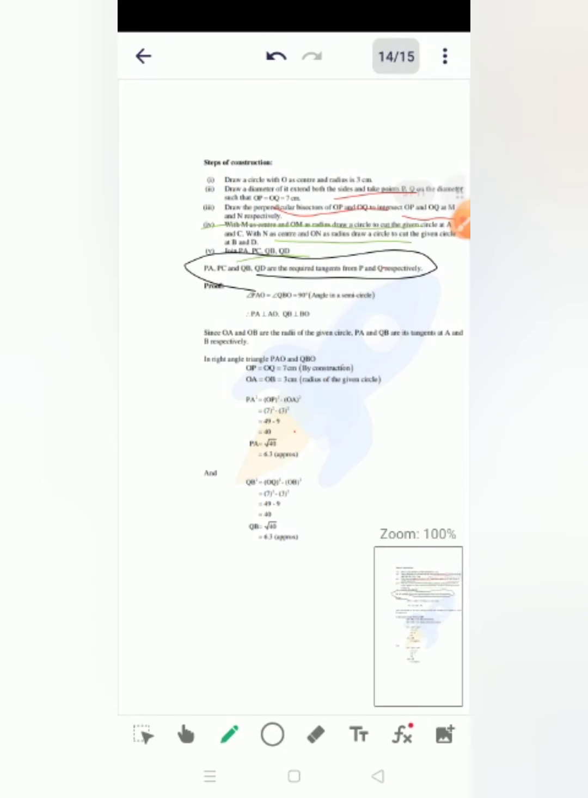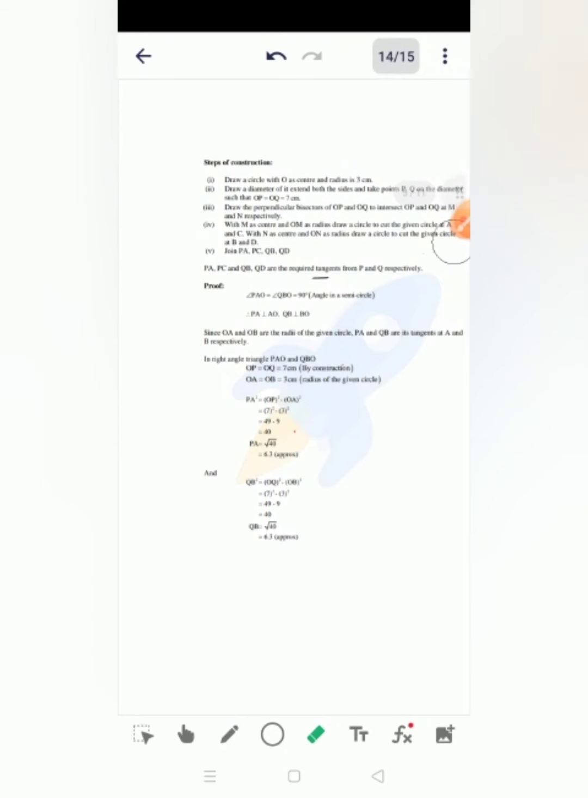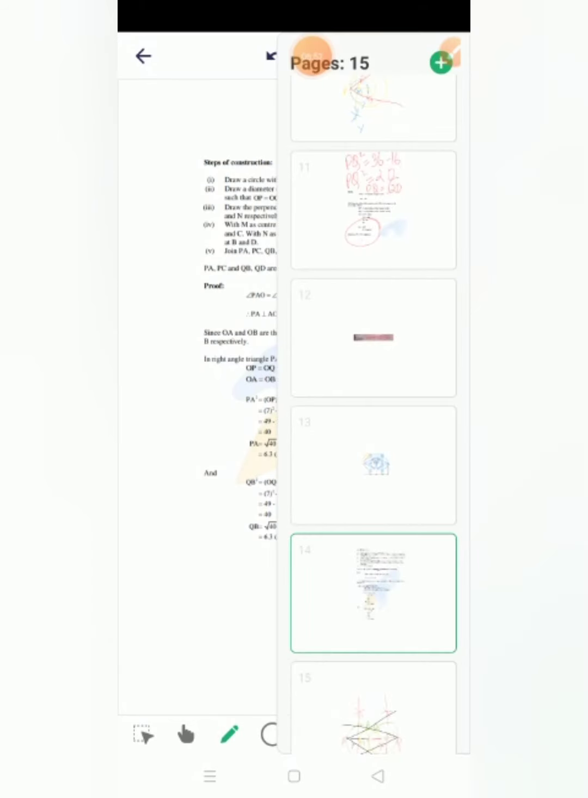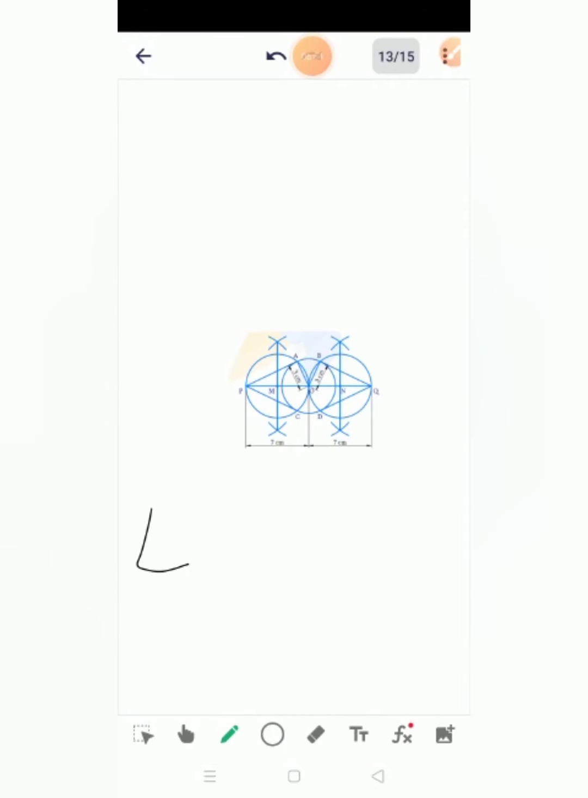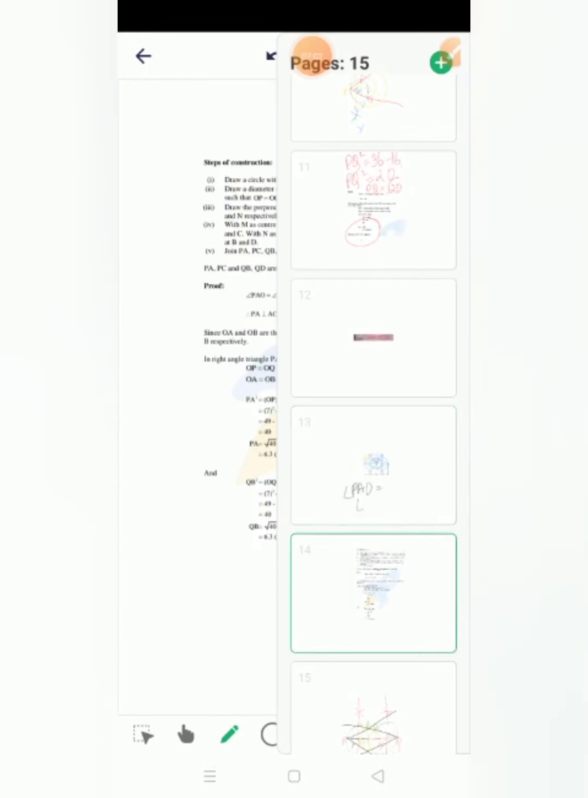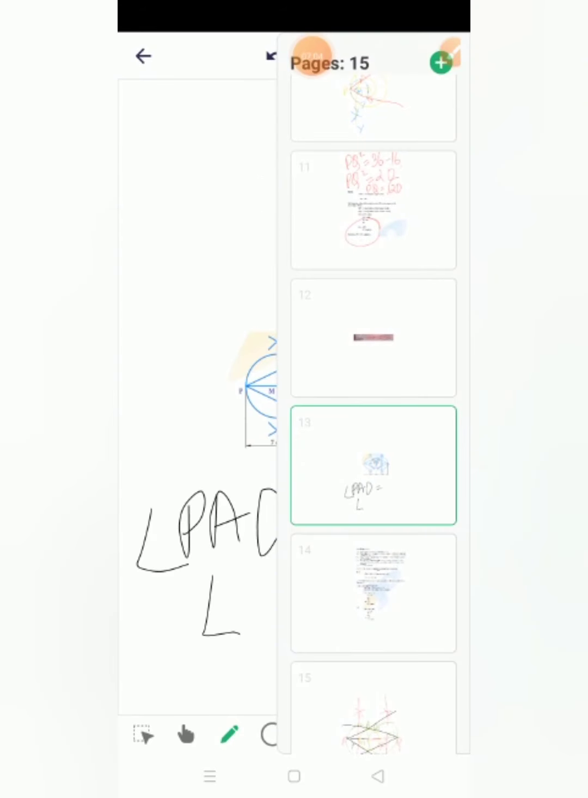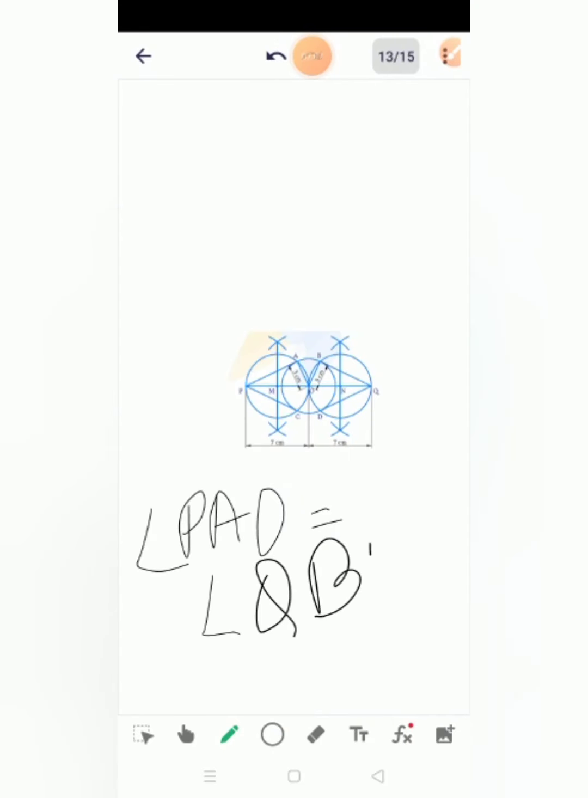To do this proof, you see here, angle PAO should be equal to angle QBO. Where is angle PAO? Angle PAO and angle QBO, see in this figure.